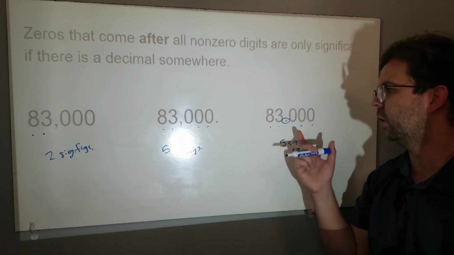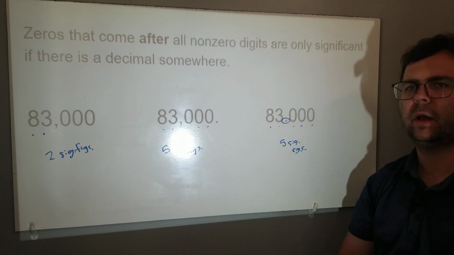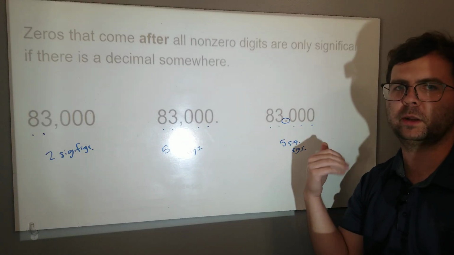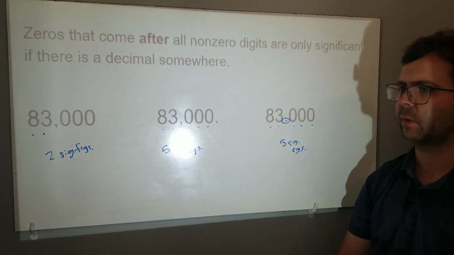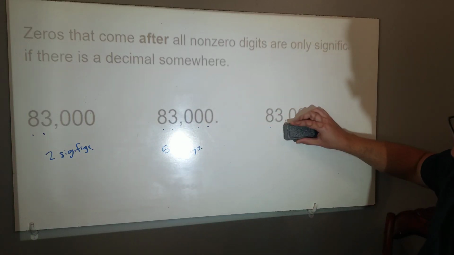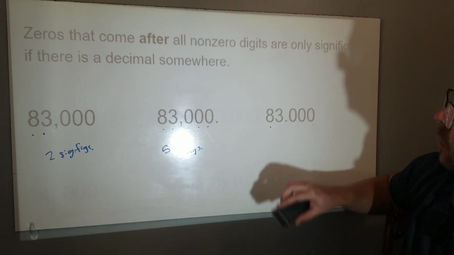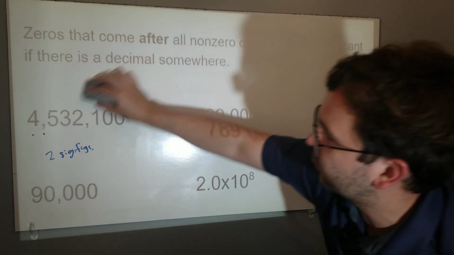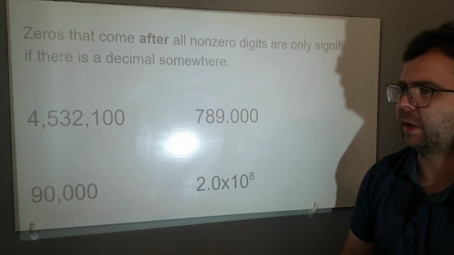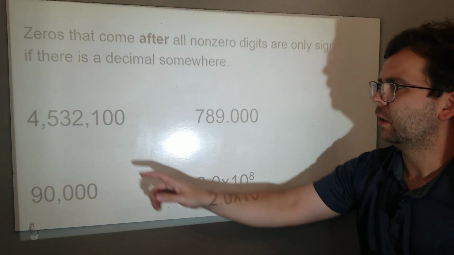So as long as there's a decimal anywhere in the number, then all the zeros that come at the end count as significant. All right, so to sum it up, these three rules here, well, let's look at some more examples to make it more clear.